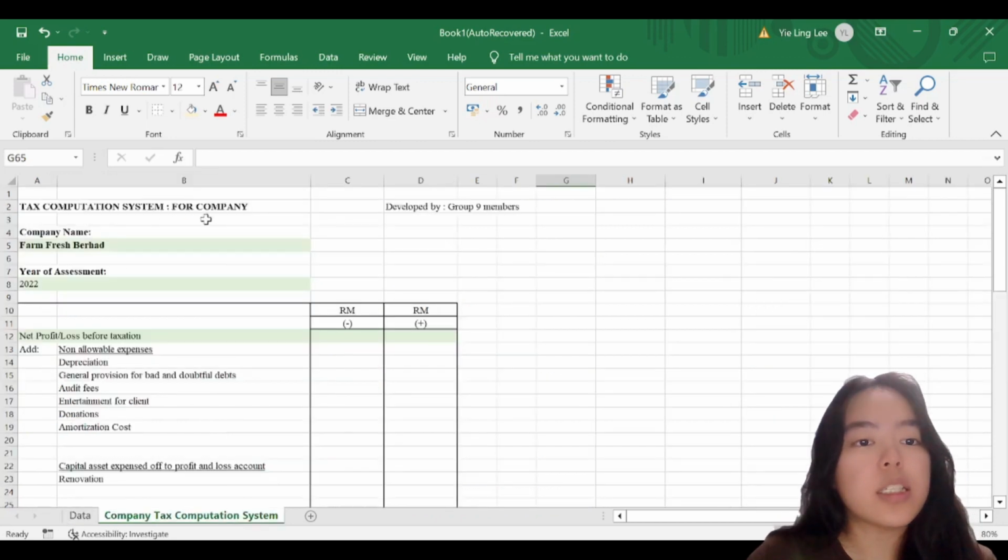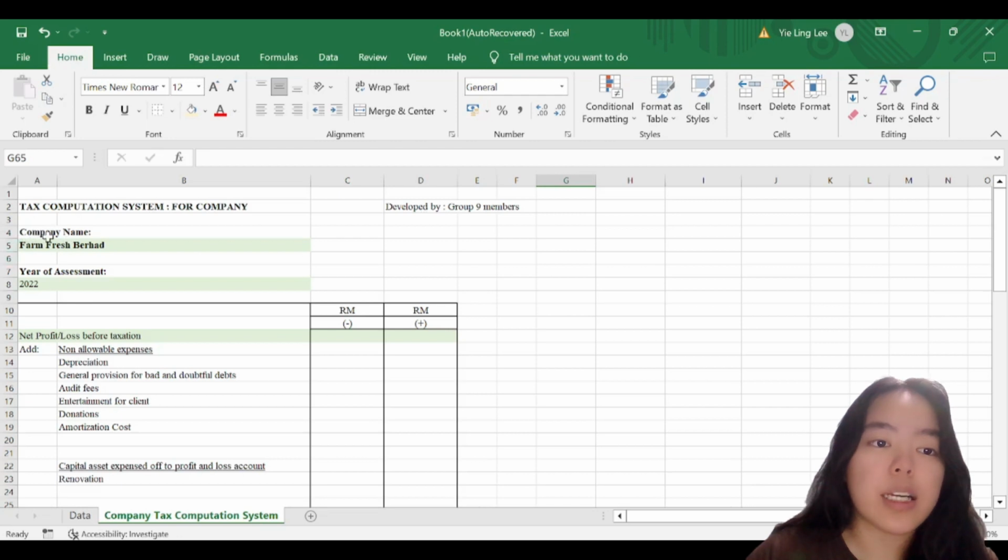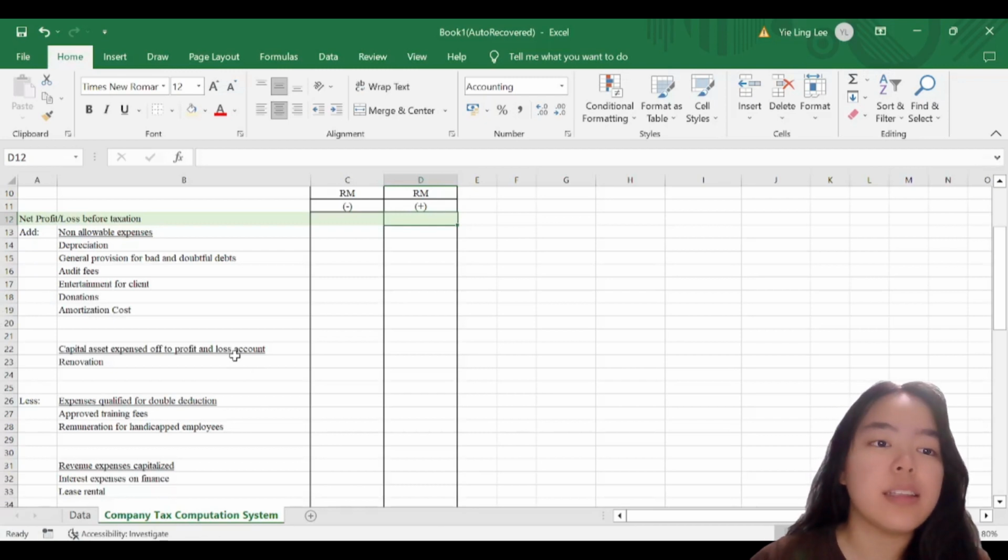Onto the tax computation system for the company which I developed with my group members. The first thing we included is the company name and year of assessment, which I have added as Farm Fresh Berhad in 2022. So here is the system that we have created: net profit or loss before taxation and some of the categories that we included.